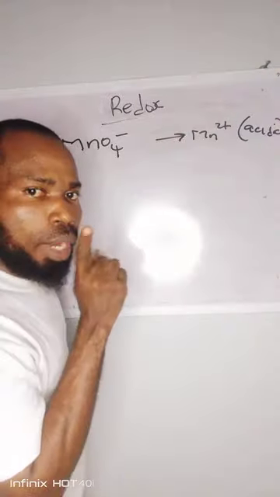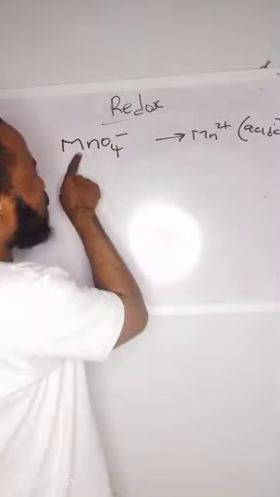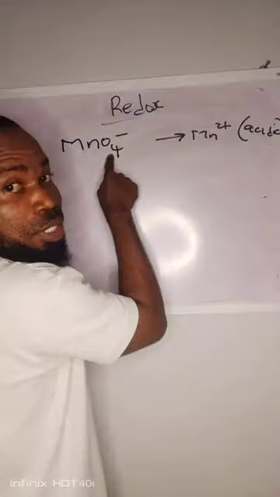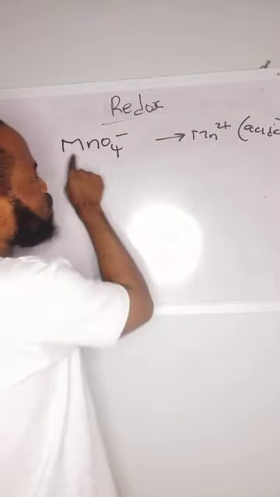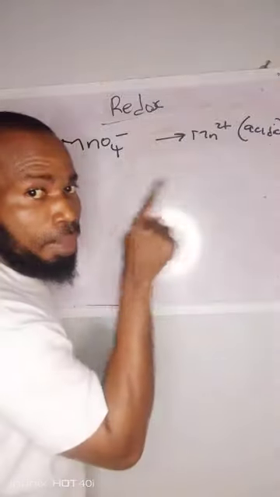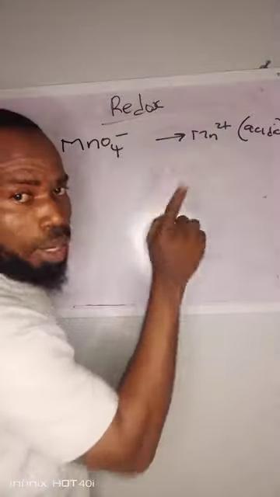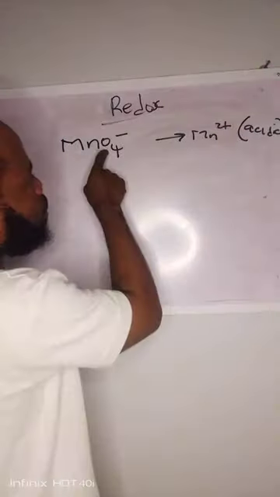The first rule that you should follow is to make sure that the atoms aside from oxygen are balanced. The atoms aside from oxygen are what? Balanced. So you can check: manganese is 1, manganese is 1, so it's balanced, perfect. But look at oxygen, yeah?